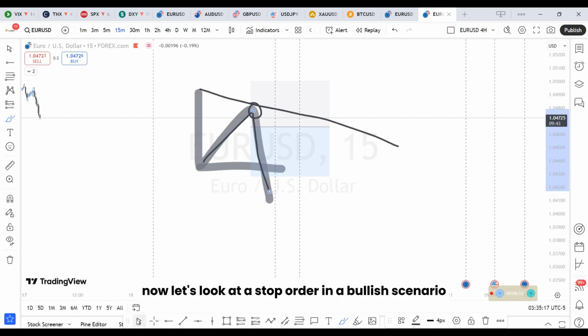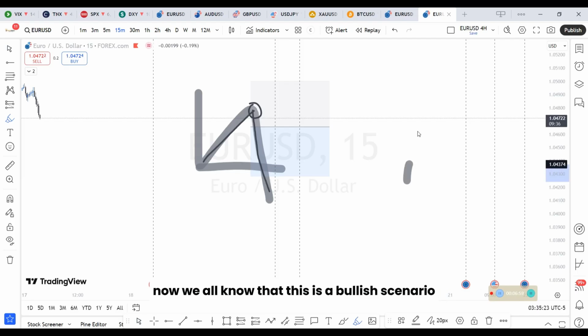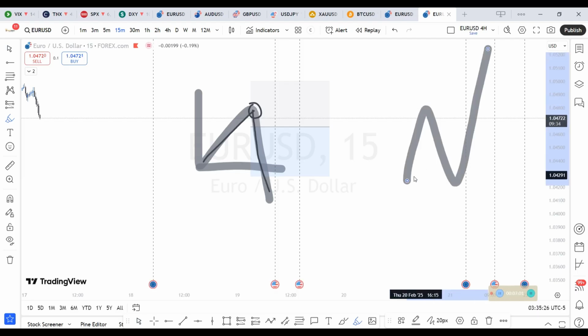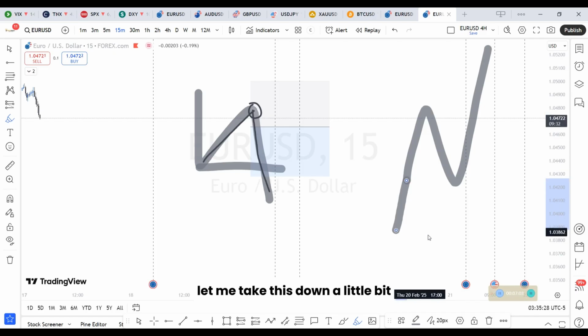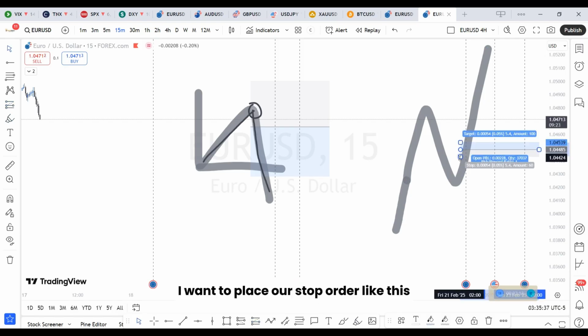Now let's look at a stop order in a bullish scenario. Now we all know that this is a bullish scenario. Let me take this down a little bit. Now in a bullish scenario, we want to use the long position and place our stop order like this.